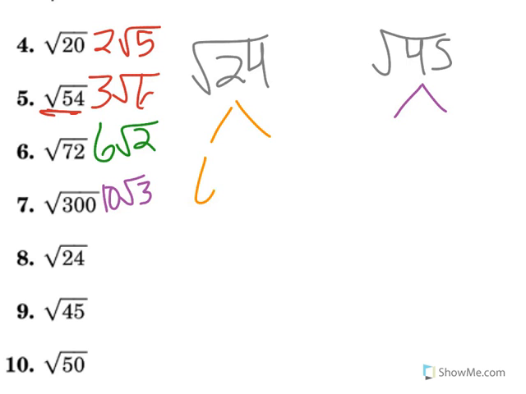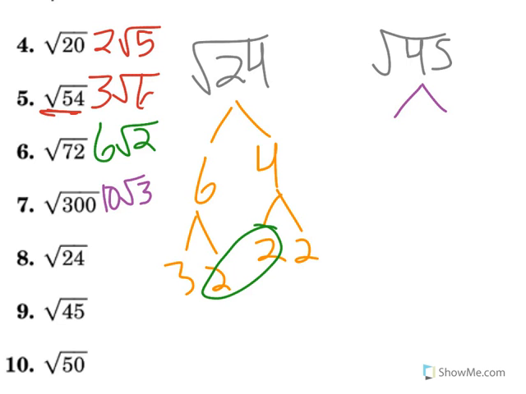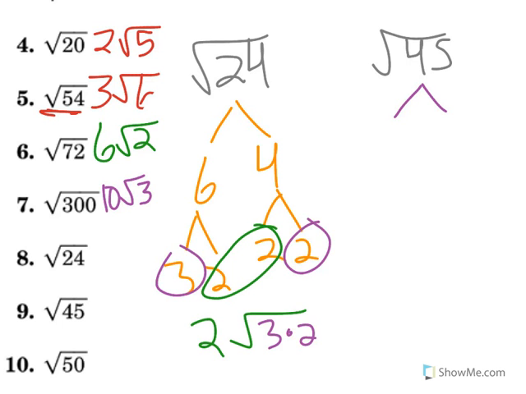So 24 is 6 and 4. 6 is 3 and 2. 4 is 2 and 2. So now I see doubles of 2s. It didn't have to be those 2s, as long as you choose doubles. That means there's a 2 on the outside. The 3 and the other 2 do not have doubles, so they're still on the inside. That 2 and that 3, they're still on the inside. Well, 2 times 3 is 6, so that means we have the square root of 6 on the inside, and that 2 is still on the outside. So that means that's 2 times the square root of 6. That's how you simplify the square root of 24 for number 8.